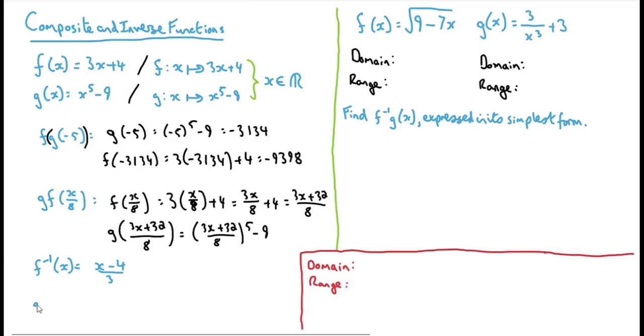Then if we were to do the same thing for the inverse of g, again, start with an x. The thing that is furthest away is a minus 9, so the opposite of that is plus 9. Then next you have the power of 5. So the opposite of that is the fifth root.